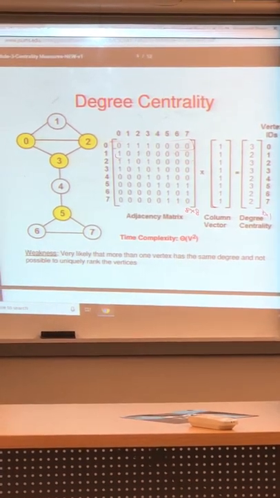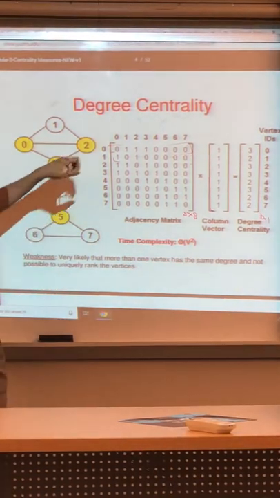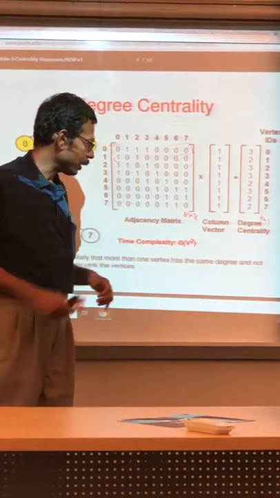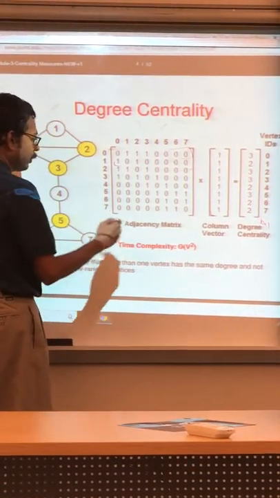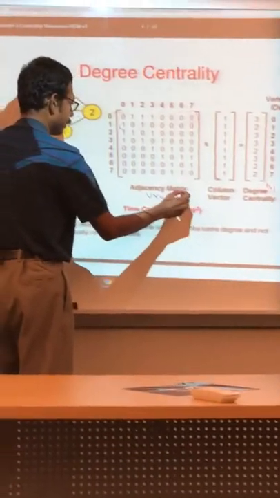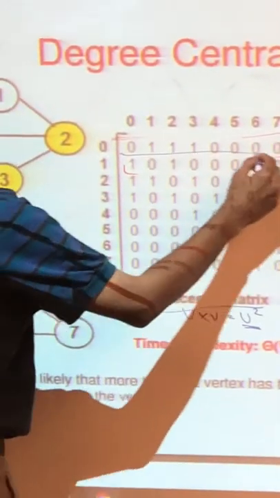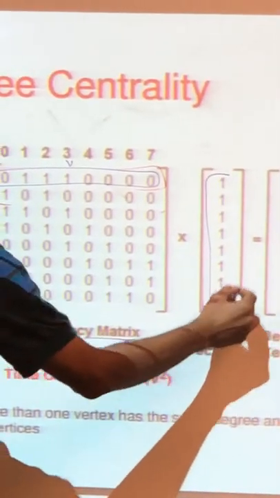It's more easy to compute. We say it's computationally light because you just do this multiplication and it takes order of v square time. So why does it take order of v square time? This is a v by v matrix. So there are v square entries in this adjacency matrix, and you are multiplying, say, a row with v entries and the column with v entries.